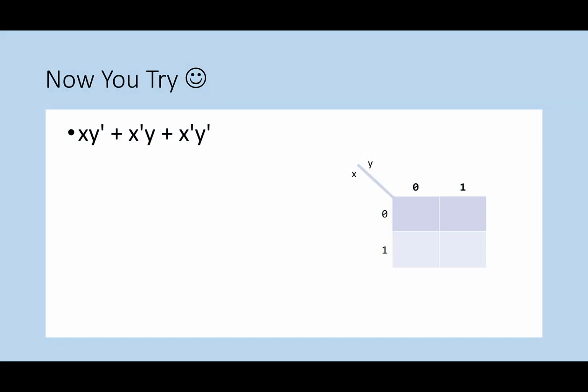Okay, so let's look at another one that I'm going to have you try this time, okay? So this time we've got 3 variables, right, in our function. So pause the video, and fill out the Karnaugh map and find the circles, all right? And see if you can reduce it based on the circles. If you get stuck, it's okay. We're going to walk through it in just a minute.